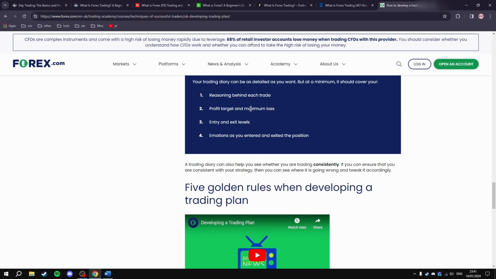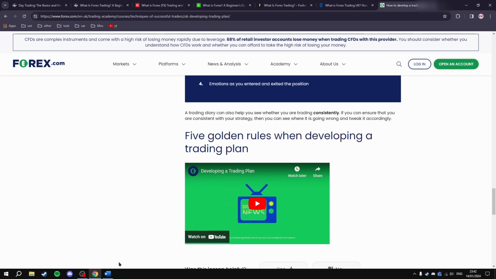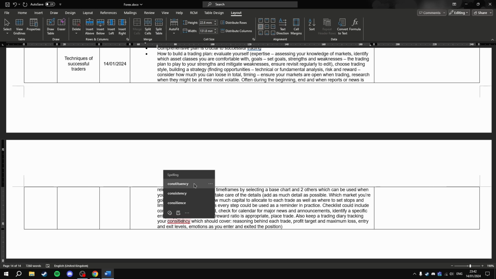A trading diary can also help you decide whether you are trading consistently. It can ensure that you are consistent with your strategy. Then you can see where it's going wrong and tweak it accordingly. Tracking your consistency, which should at least cover.